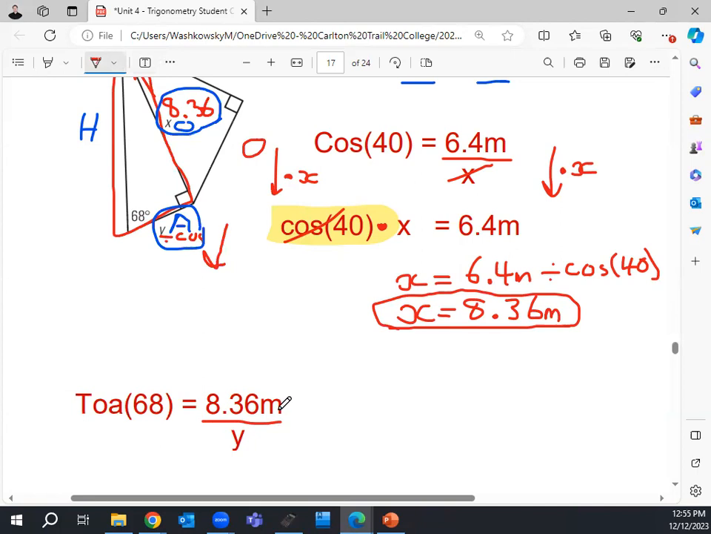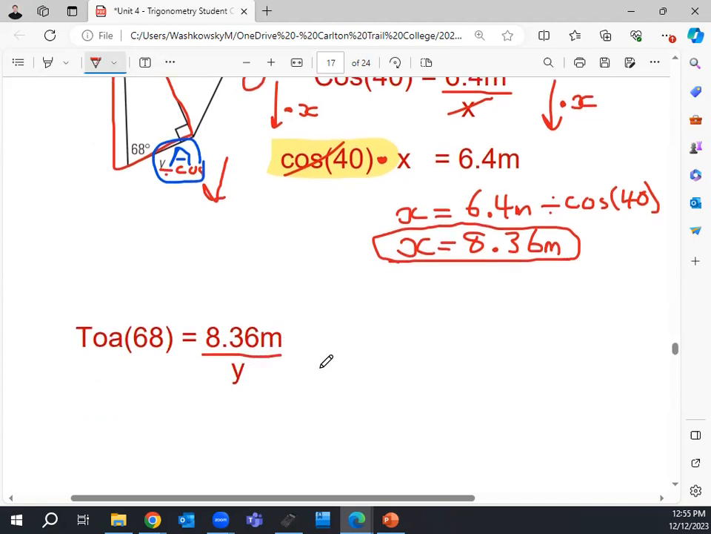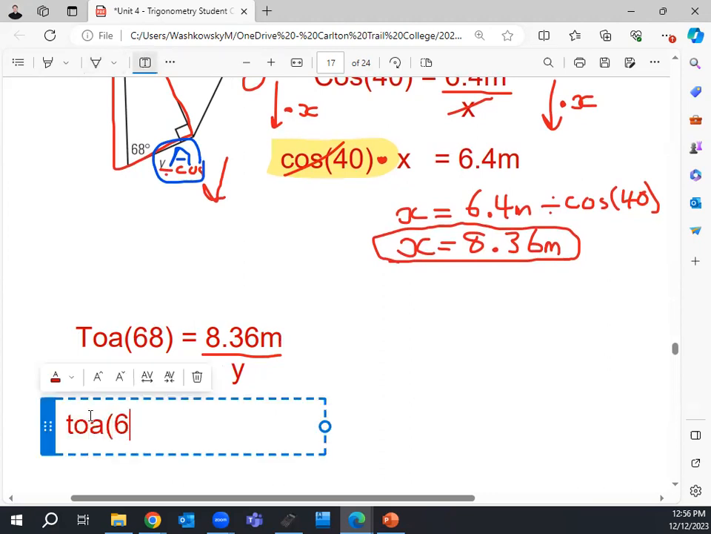And just like before, I can see that the thing I'm trying to find is on the bottom of the fraction. The mathematical word we use for that would be variable, but that's the fancy way of saying the X, the Y, the A, the C, whatever it is you're trying to find. So what do I have to do? I have to times, right? So now I need to times both sides by Y. I'm not going to write the arrows this time, you can if you want. But I'm going to times both sides by Y, and I should end up with TOA of 68 times Y is equal to 8.36 meters.